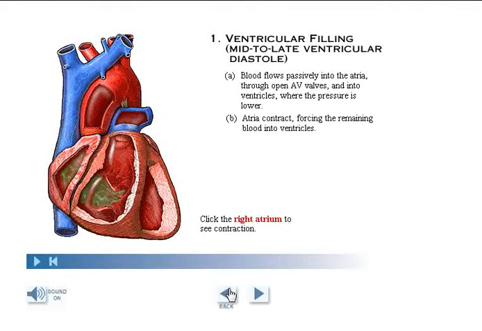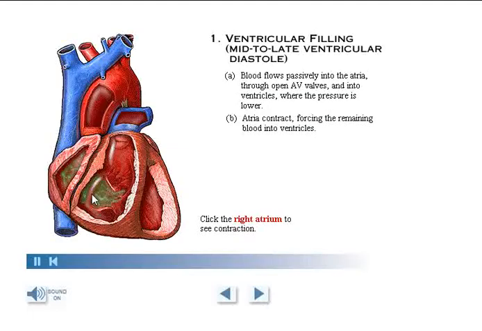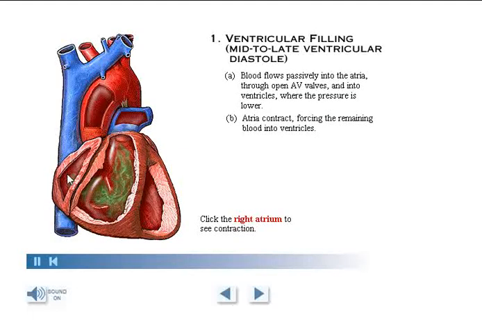So going more into the cardiac cycle. This is showing more about it. Sorry about that. Click on the right atrium. So that's showing that. Then we go to the next one. It talks about it even further.